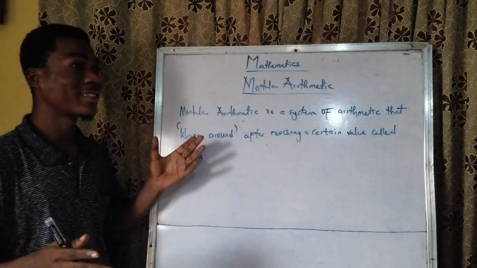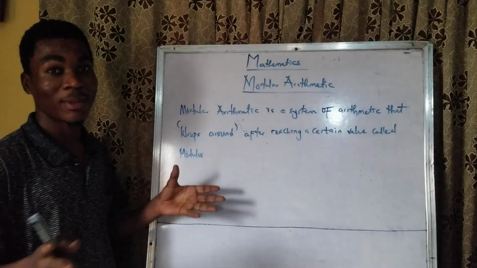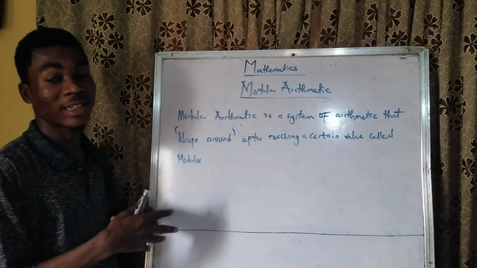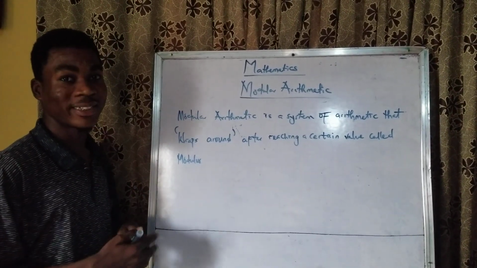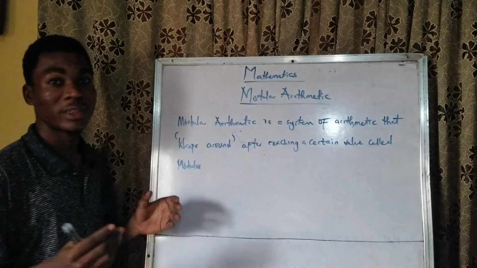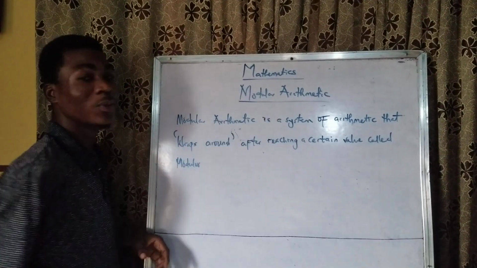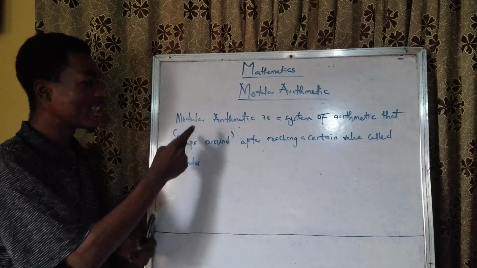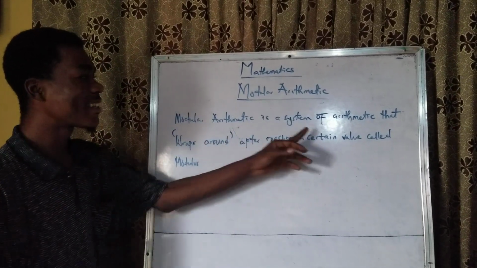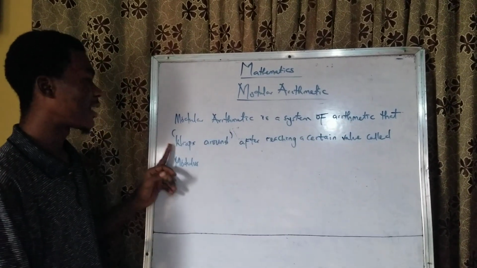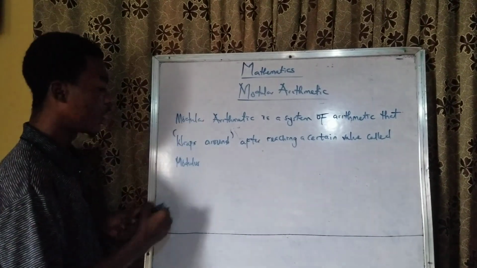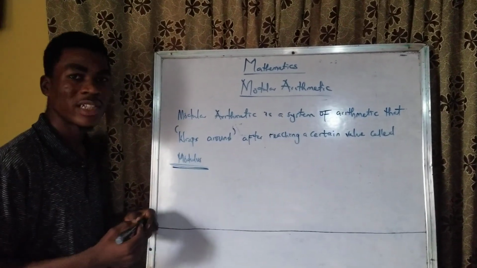Now, last month we talked about the number base system. We are done with the number base system, and in my last video I solved a particular kind of question in it, and I said we'll be going into the next topic, which is modular arithmetic. And here it says modular arithmetic is a system of arithmetic that wraps around after reaching a certain value called the modulus. Now, what does that mean?